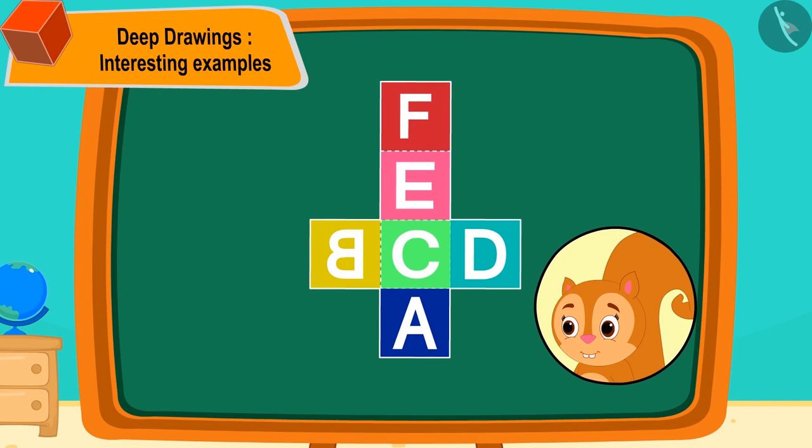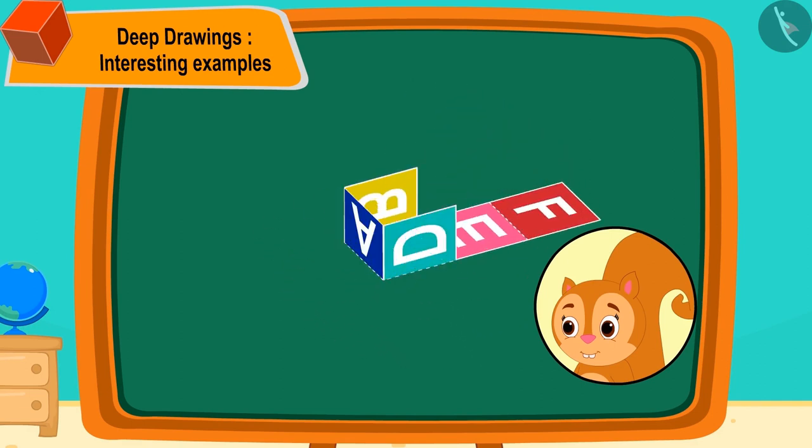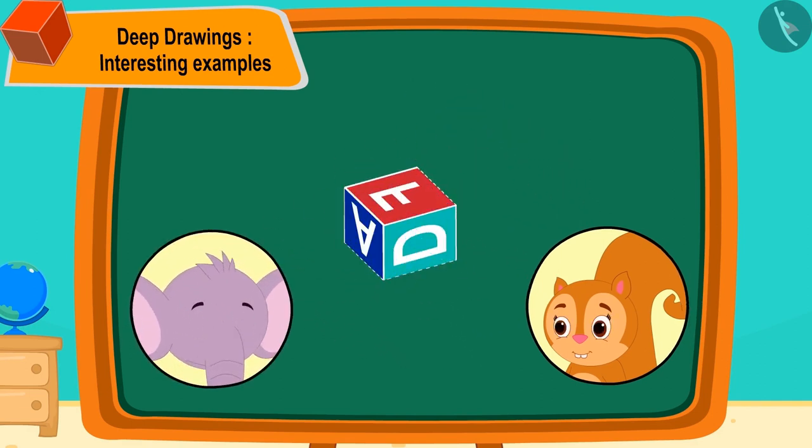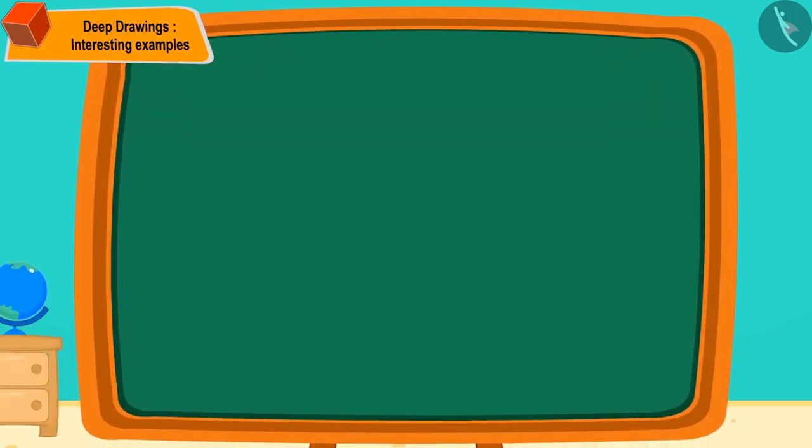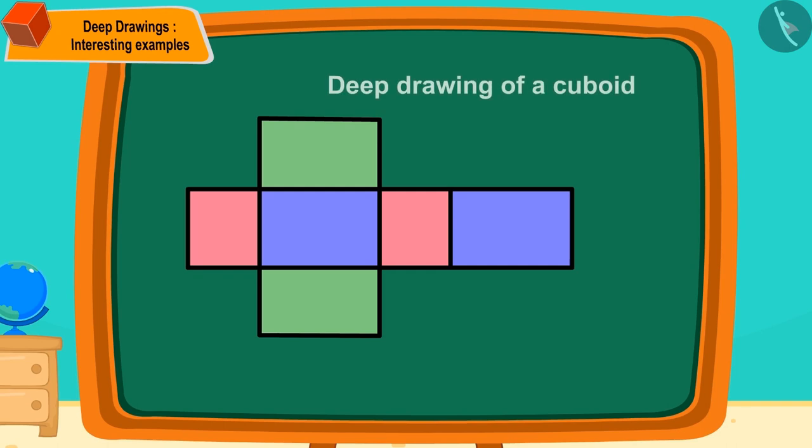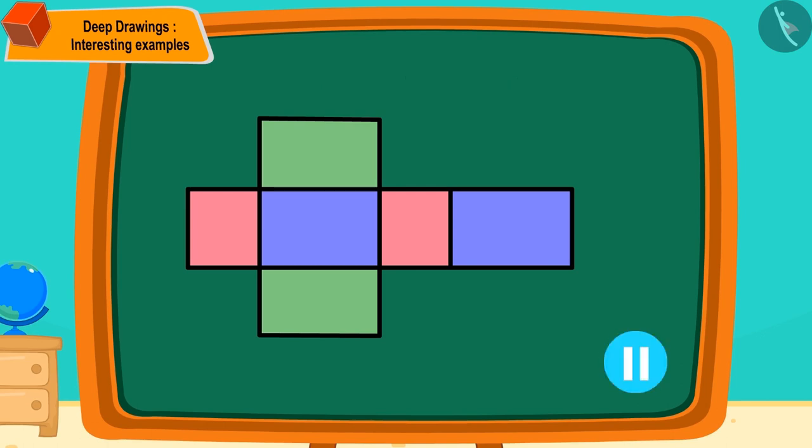Chanda made a dice by folding a net made of paper. And Chanda and Appu started playing their game. Children, you can now play a game of making a deep drawing of a cuboid with your friends. If you want, you can stop the video and make it.